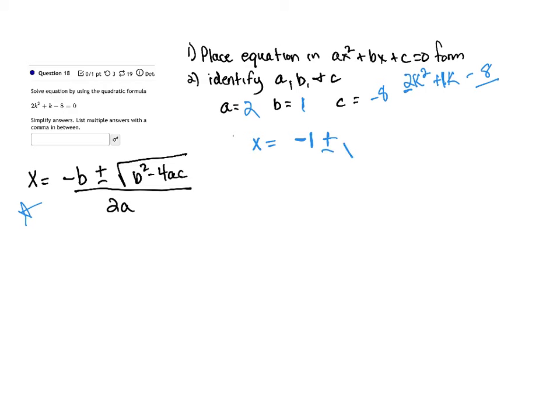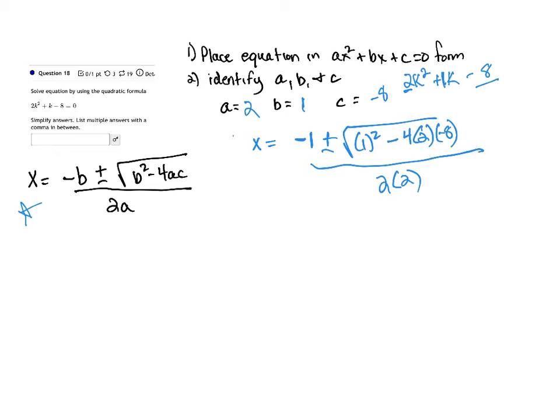Plus or minus, then b squared, which is our 1 squared, minus 4 times our a, which is 2, times our c, which is negative 8. Be careful with the signs. And all of that is over 2 times a, and a is our 2.